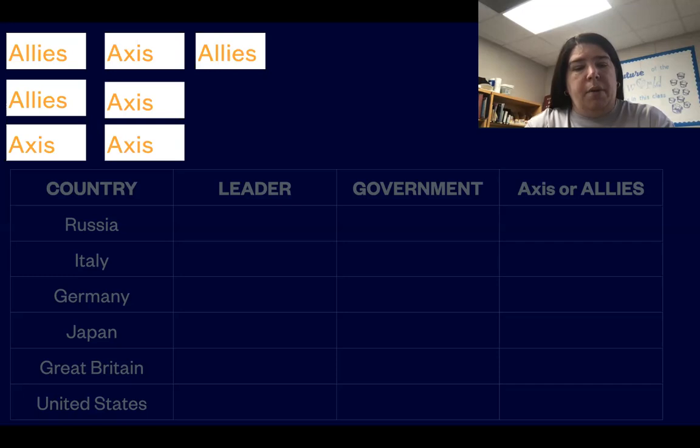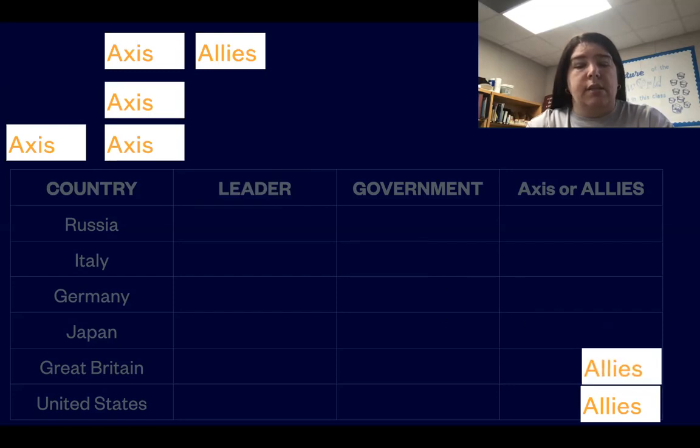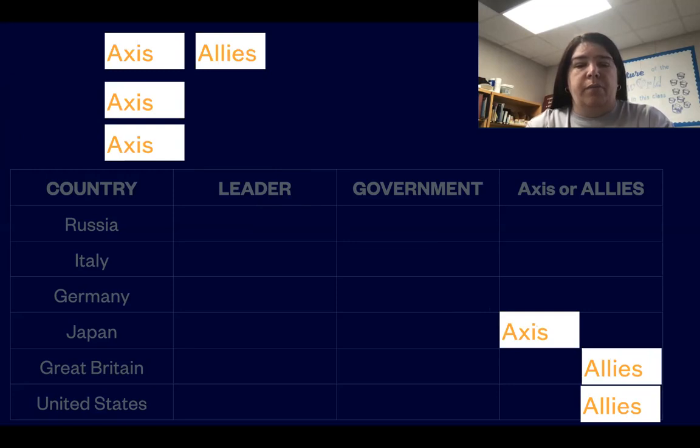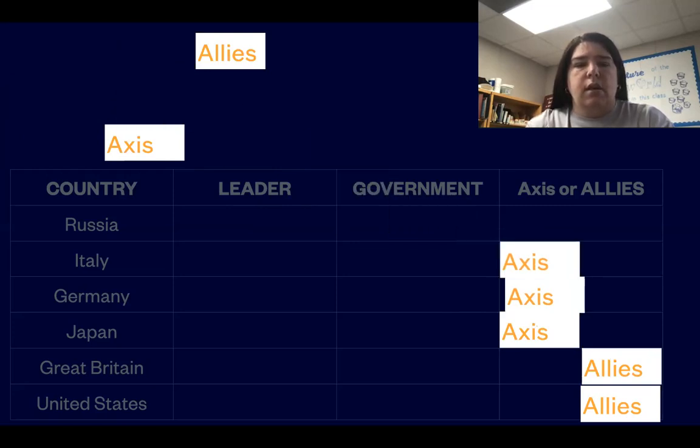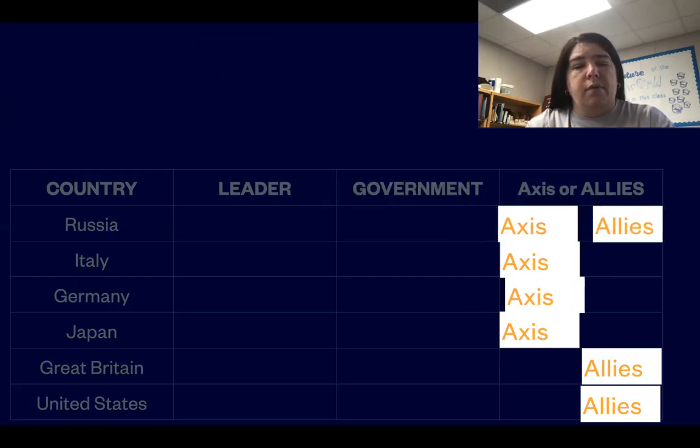Okay. How about the United States? Were they allies or Axis powers? Good. They were the allies. And Great Britain, were they allies or Axis? Excellent. Allies. And Japan? Good. Axis. And Germany? Okay. Awesome. They were the Axis powers as well. Italy? Axis. And Russia? They were also allies. Okay. So we have to make sure that we understand that Russia was considered both Axis and ally powers. So we're going to fill in this chart as the days go by.